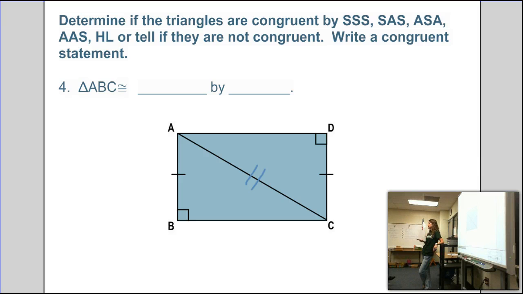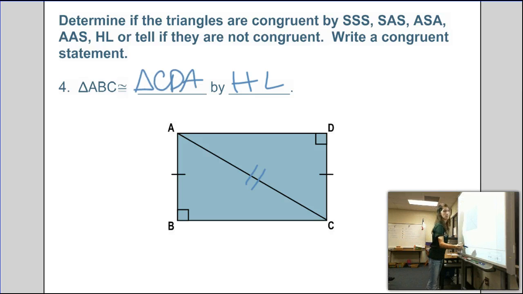Do both triangles have a box? Yeah. Do both triangles have tick marks on their hypotenuses? Yes. Do both triangles have tick marks on their legs? Yes. HL. Hypotenuse, leg. Triangle ABC is congruent to triangle CDA.